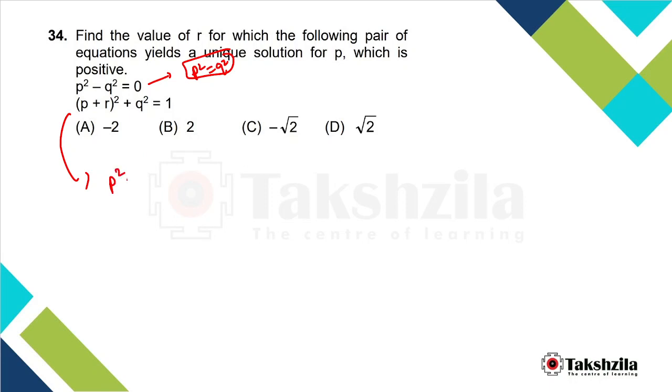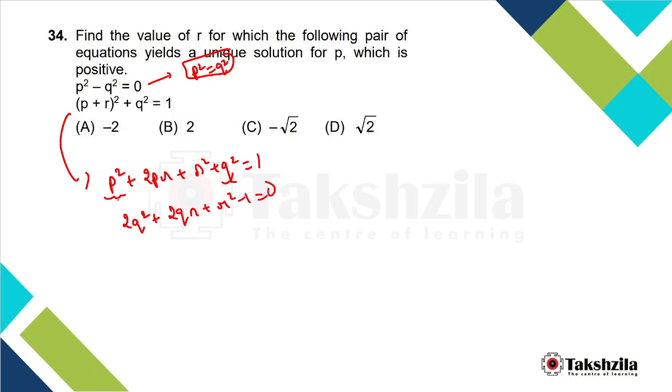First of all, we'll expand this: p squared plus 2pr plus r squared plus q squared equals 1. Since p squared is q squared, we can write this as 2q squared plus 2qr plus r squared minus 1 equals 0.